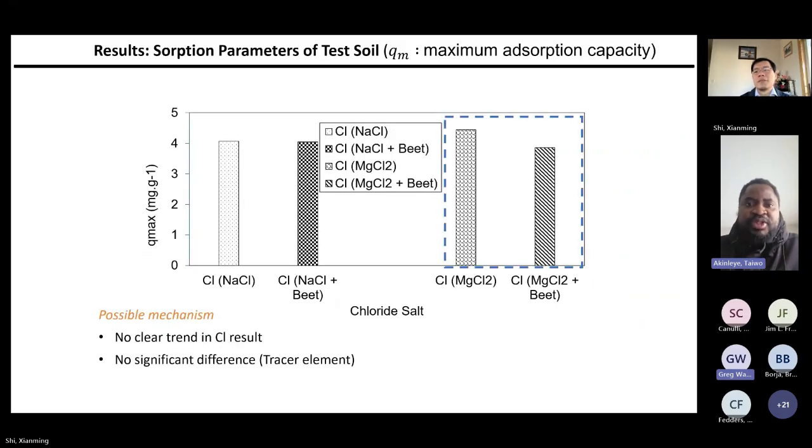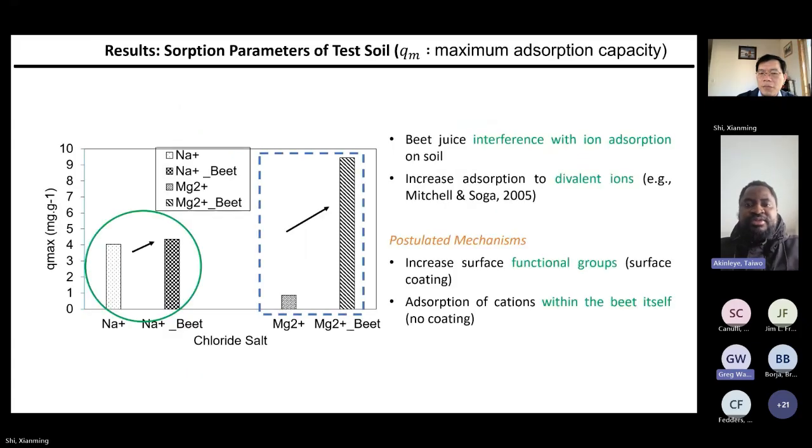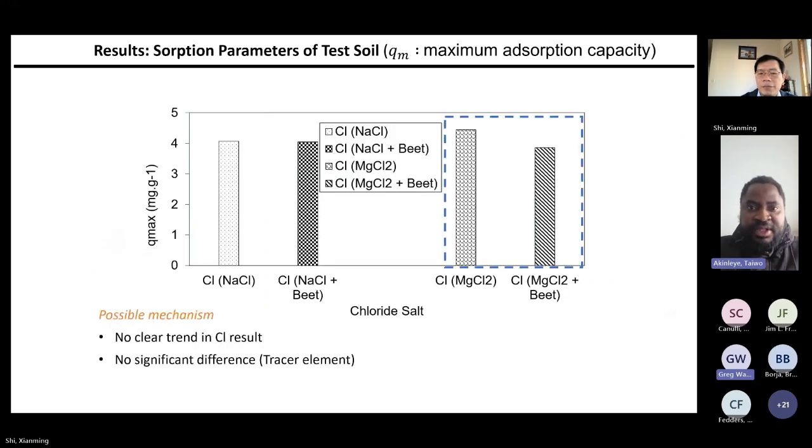So we know that beet juice is advantageous in terms of optimizing de-icing or anti-icing operations. But this result shows that we also need to be very careful how we add beet juice to these brines, because they influence how these cations interact with the near-roadside soils, and they affect the travel time of these cations from the surface to groundwater. The next slide.